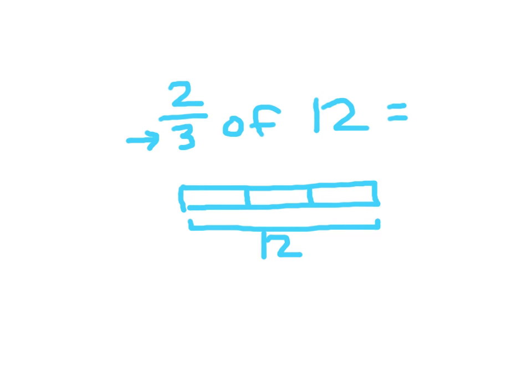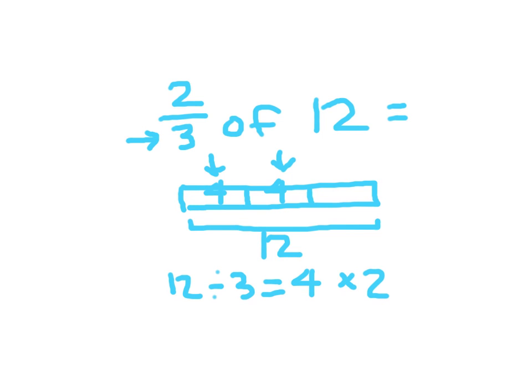So 12 divided by 3 is 4. And like I said, we look at 2 of those parts, or 2 of those 4s. So we have 12 divided by 3 equaling 4. And then we multiply by 2 to get 8. 2/3 of 12 is 8.